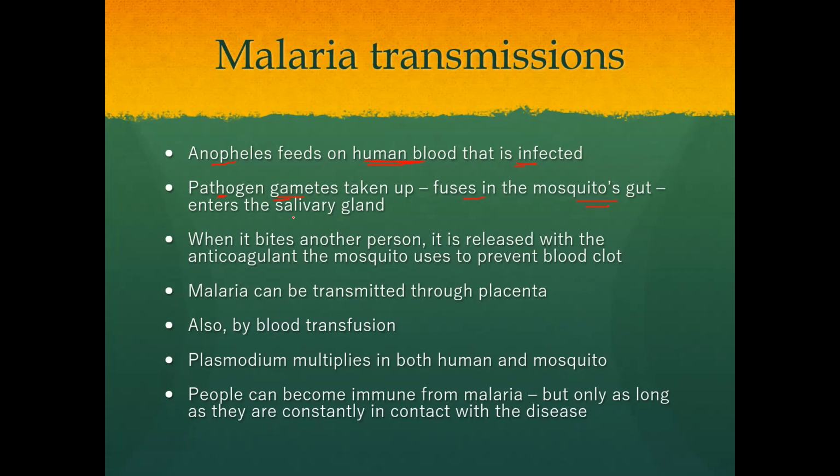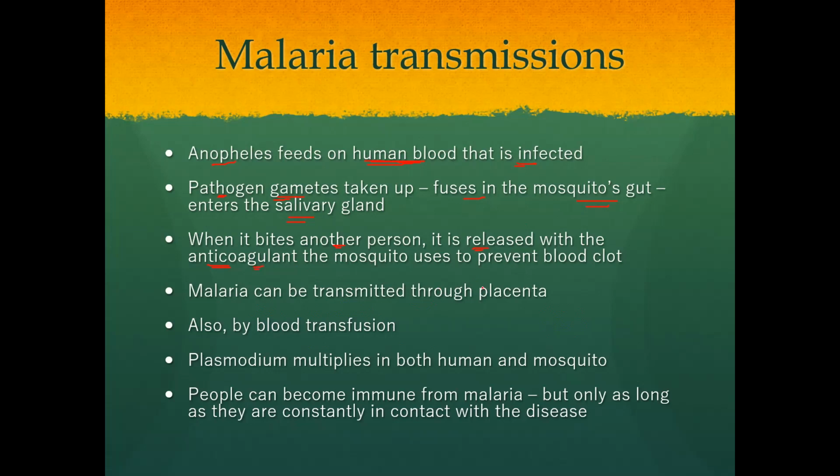And then they travel to the salivary gland, right? Now, once this mosquito bites another person, the pathogen is released along with anticoagulant. Because a mosquito has to suck the blood, it releases anticoagulant, so the blood does not clot and it can suck the blood easily.